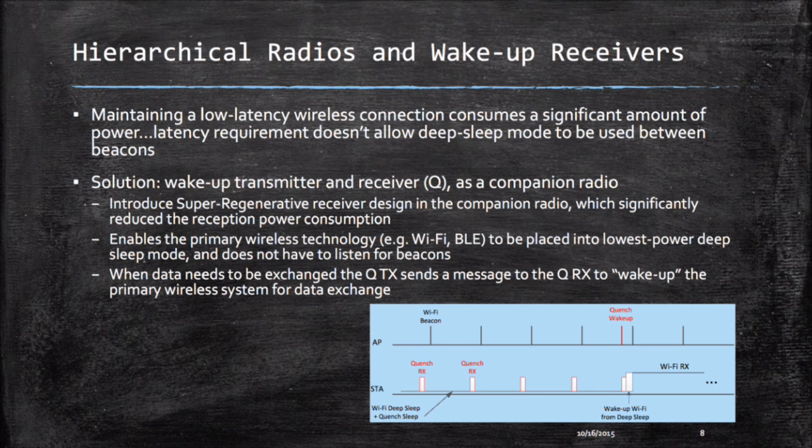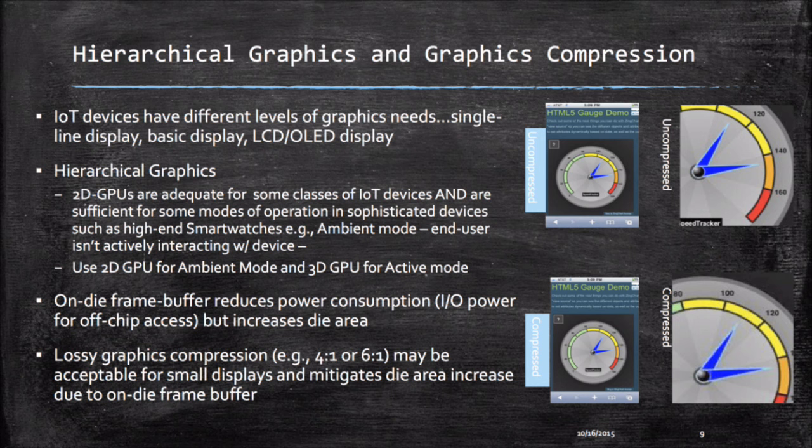And on the graphic side, we are looking at, again, hierarchical ways of using the GPU design. For ambient mode, where the user is not interacting actively with, let's say, your watch, as compared to the active mode where you have to render the images more quickly, you can use a 2D and 3D GPU for different modes.